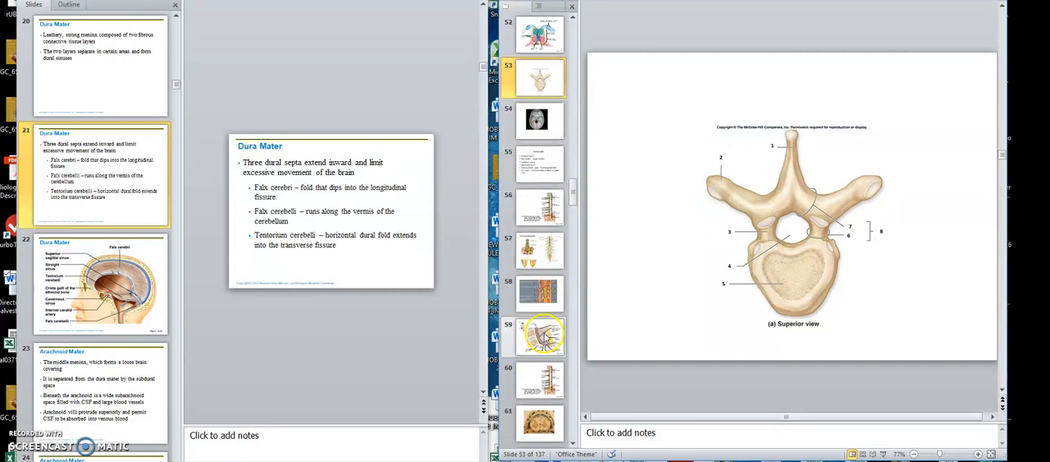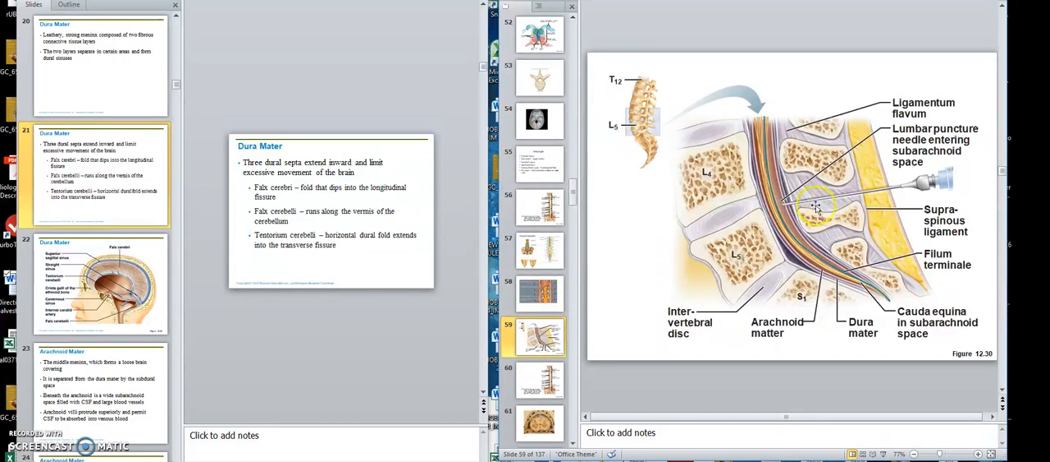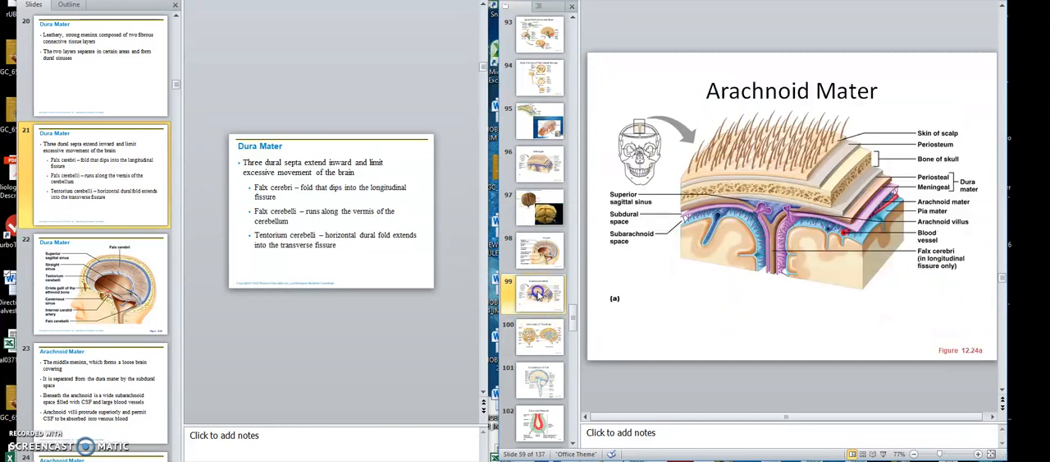And remember, we talked about putting that needle in the epidural space, before the dura mater and arachnoid. But you do have a subdural space in the brain. That's how you can get a subdural hematoma, sometimes after, let's say, a car accident. So you do have a subdural space, but you don't have an epidural.